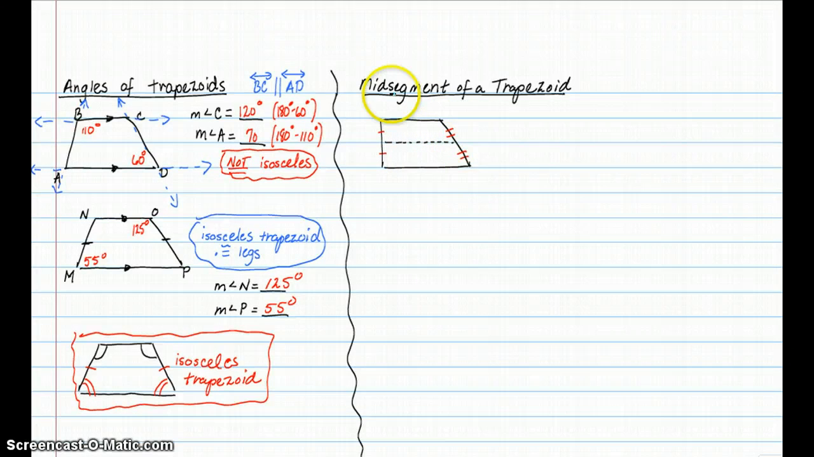If you're given both of the bases, so if this is 8 and this is 12, then the mid-segment would be in the middle of that, the average or the median of that. So you would take your segment of 8 plus your segment of 12, those are your bases, and you would divide it by 2. That's going to give you your mid-segment. So 8 plus 12 is 20, divided by 2 equals 10. And so the mid-segment of this particular trapezoid is 10.